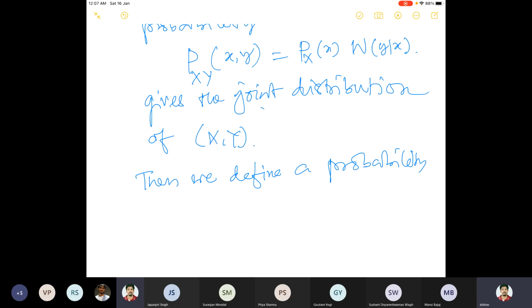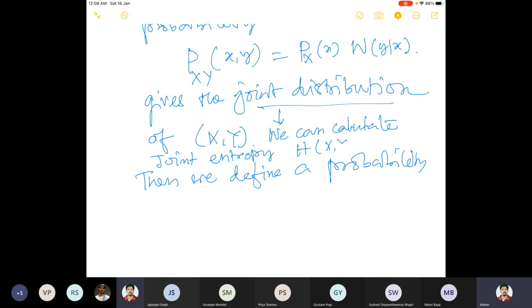By the way, once we get this joint distribution, we can calculate the joint entropy, that is H(X,Y). Sometimes we write this as H(XY). You can calculate this joint number. Further, we can also define a probability distribution on Y.